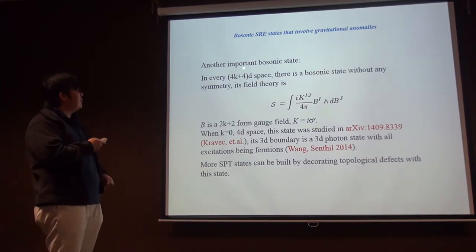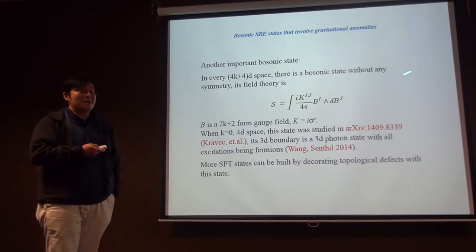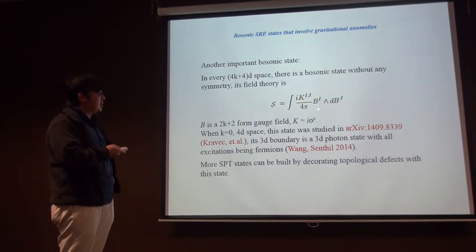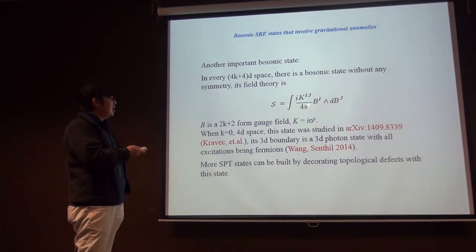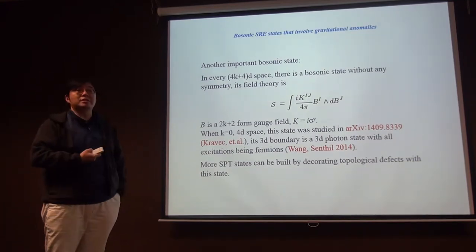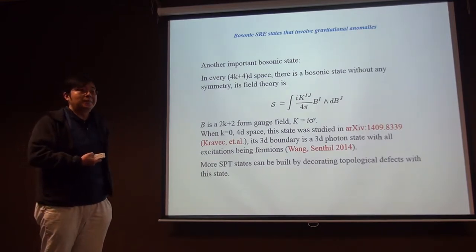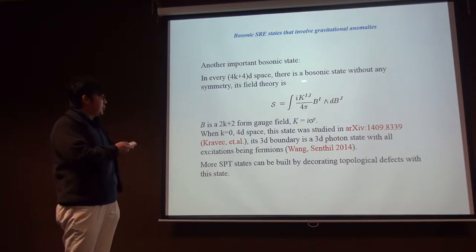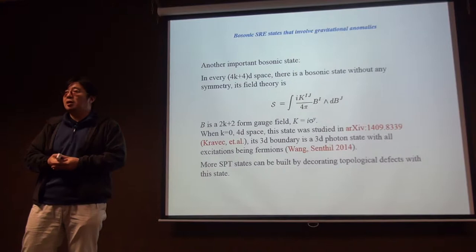Okay, for example, in 4 dimensions, we can write down this Chern-Simons theory. And B, in 4 dimensions, is a rank 2 tensor, a rank 2 gauge field. We can write down this field theory. And K is simply an antisymmetric matrix. Then this theory is also a non-trivial invertible topological state.